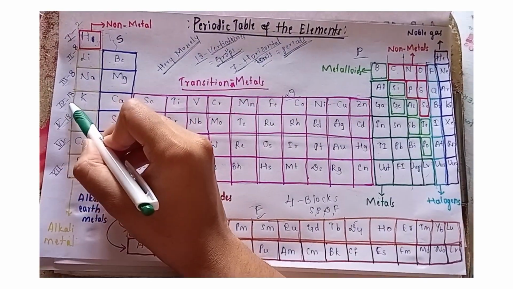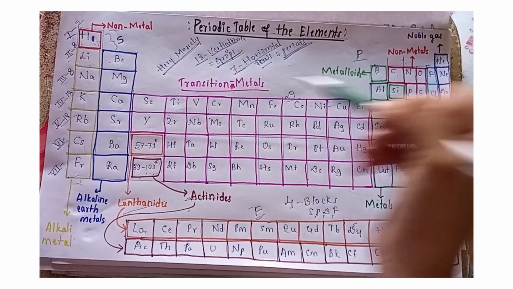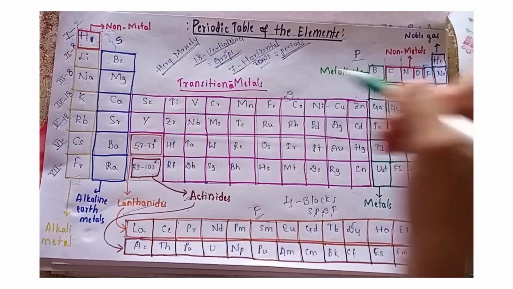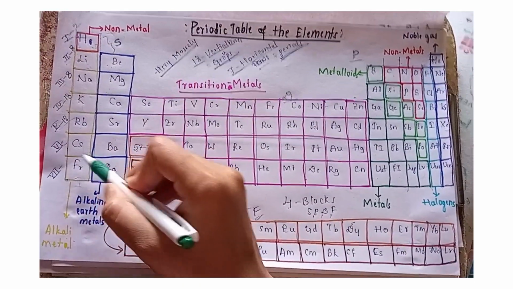In the same way, in the fourth row, there are 18 elements, from potassium to krypton. In the fifth row also, there are 18 elements, from rubidium to xenon. But in the case of the 6th and 7th rows, the rows are incomplete.